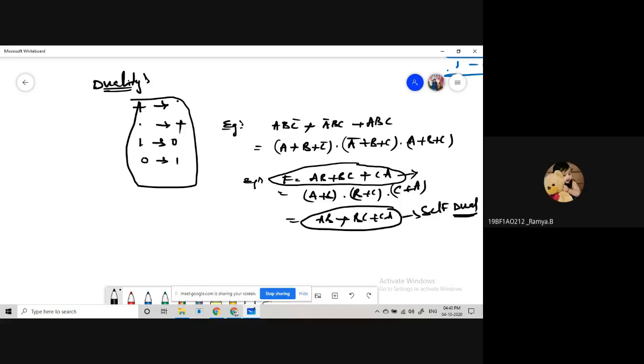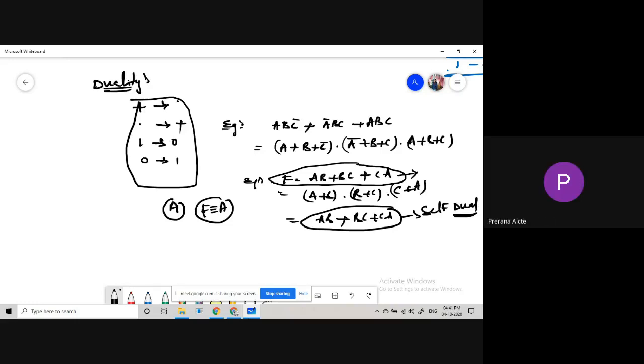Yes, sir. Please take a note. In some of the logical expressions, not all are dual functions. For example, if I take F equal to A, what is the duality of this one? A only.